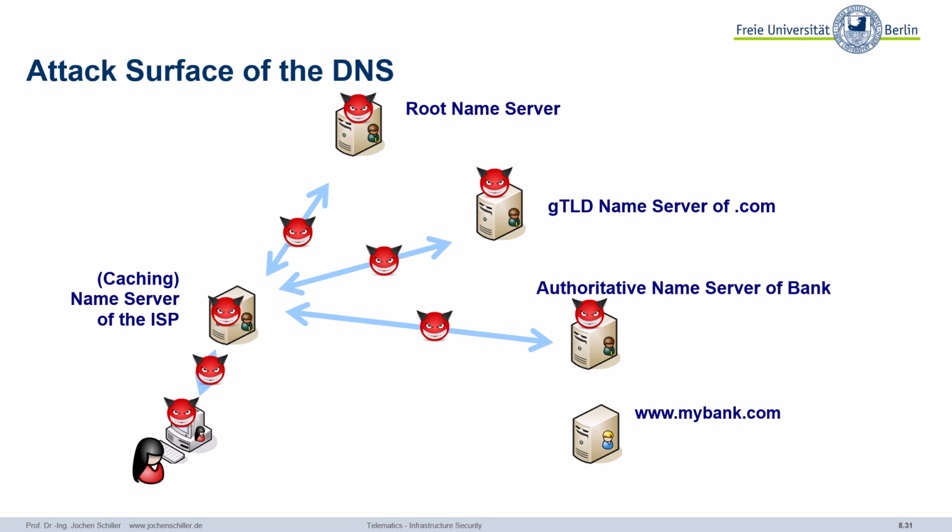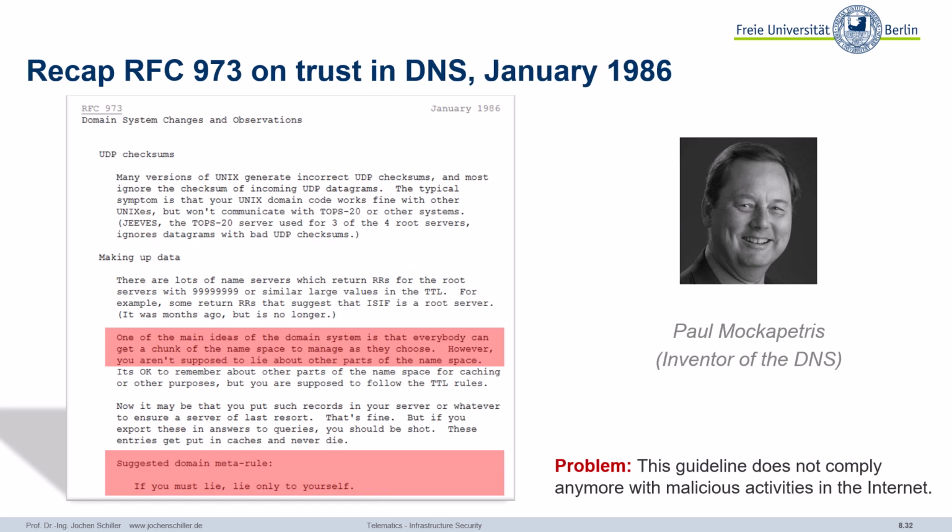And why? Well, think of the original RFC about DNS. The main idea, as the inventor says, of the DNS system is that everyone can get a chunk of the namespace and can manage it as they choose. Okay, that's nice. However, you aren't supposed to lie about other parts. So in the end, the meta rule was: if you must lie, lie only to yourself. But what happens if you lie about other parts of the namespace?